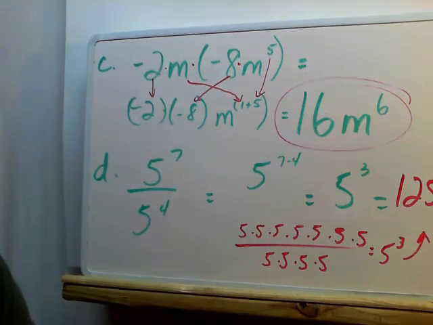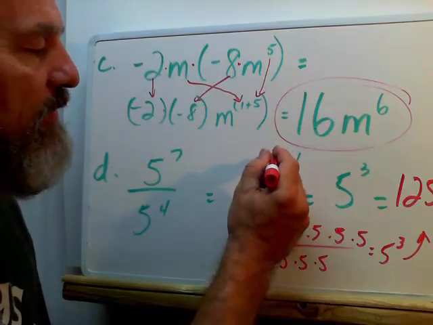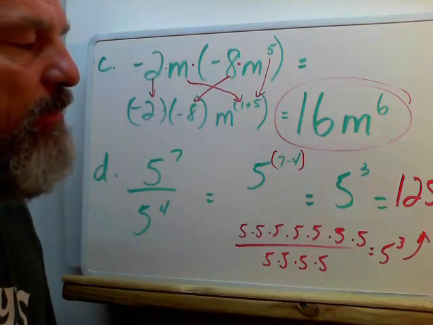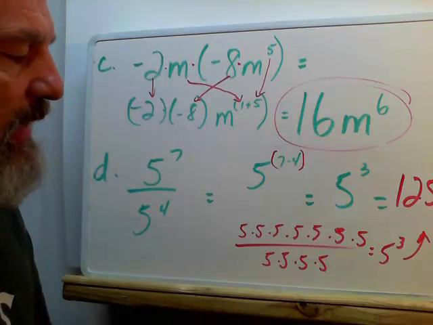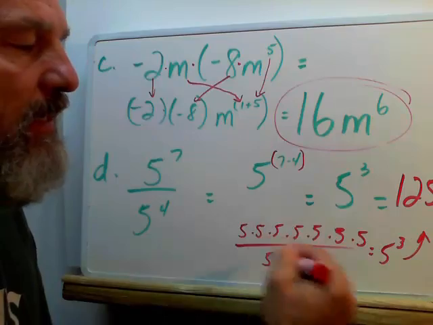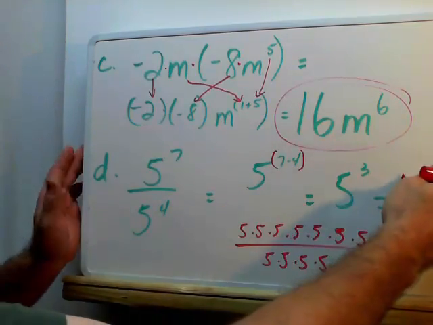You'll see that in a minute. Letter D, we have 5 to the 7th divided by 5 to the 4th. So that is 5 to the 7 minus 4. 7 minus 4 is 3, so it's 5 to the third power, and that is 125. Again, here it is all written out if you need to count them up and make sure that you understand it this way, but your goal is to get to the point that you can do this.